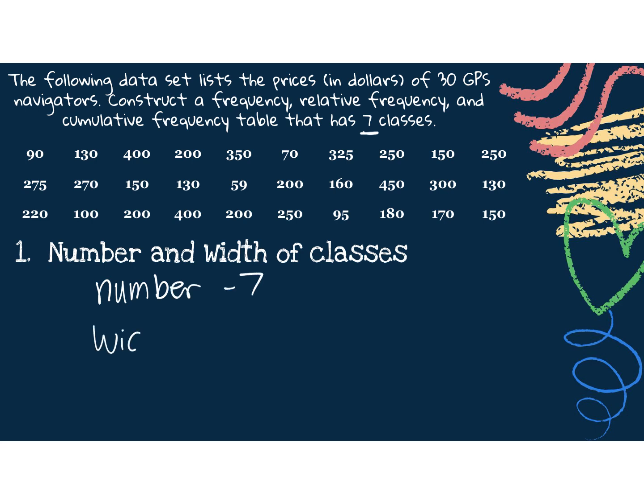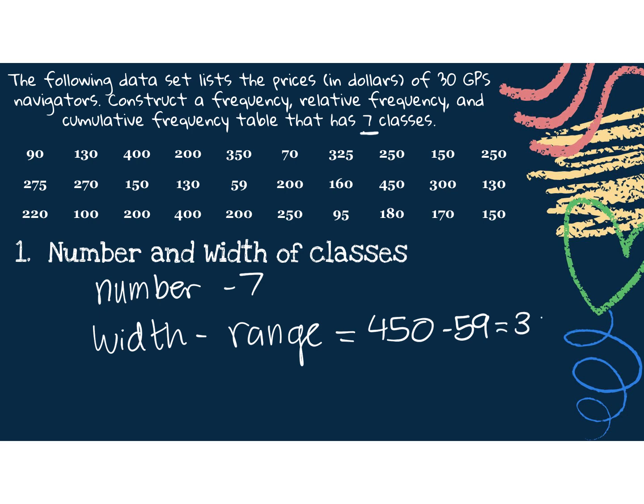And the width of our class, first we need to figure out the range. So we need our highest number, which is 450. I'm getting that from the data up above. And our lowest number is 59. So we do 450 minus 59, gives us 391. And we take that 391 and divide it by our 7 classes. That gives us 55.9, which rounded up to the nearest whole number is 56.